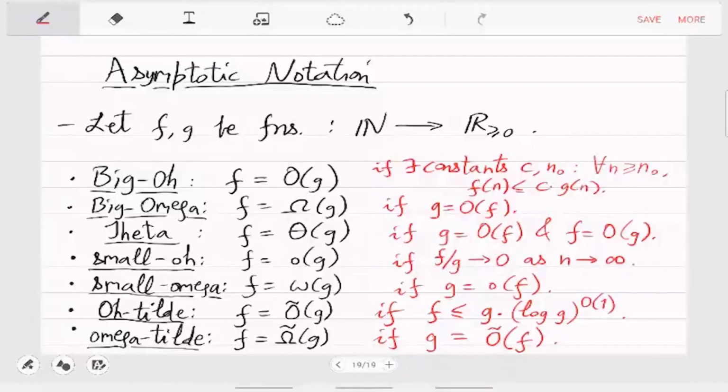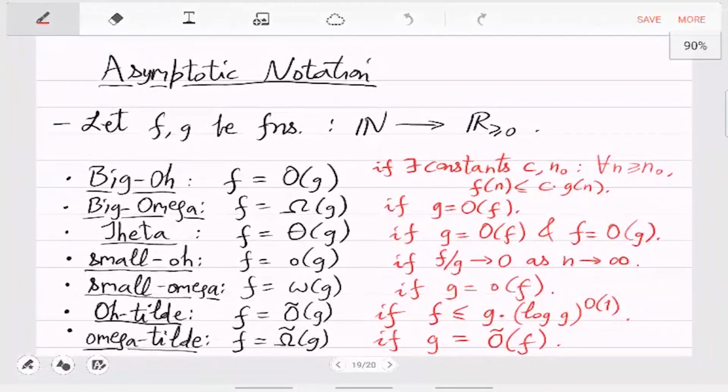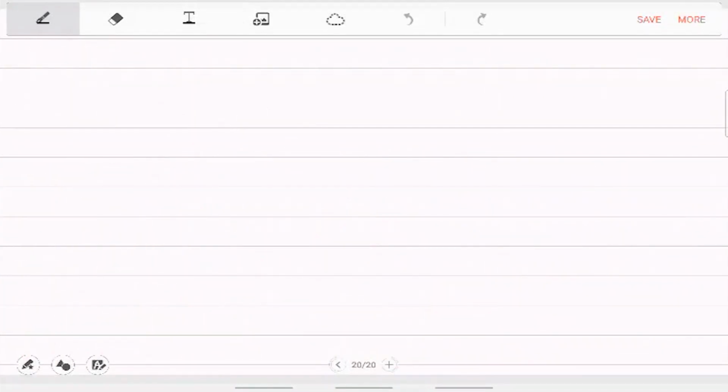So we were doing asymptotics, right? We have defined big O, big omega, theta, small o, small omega, O tilde and omega tilde. So this omega tilde was big omega tilde, and similarly you can also define small o tilde and small omega tilde. So, maybe we do some small examples first.